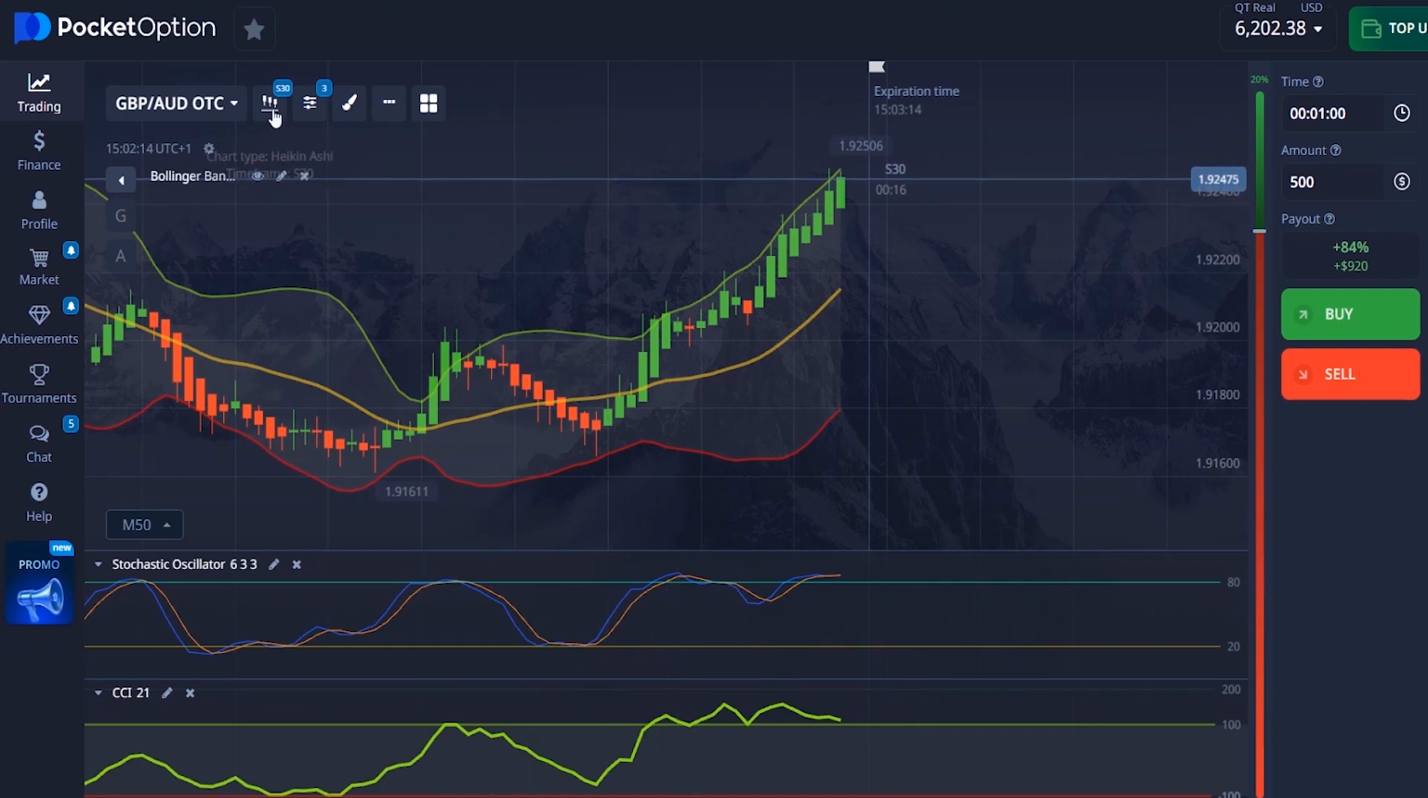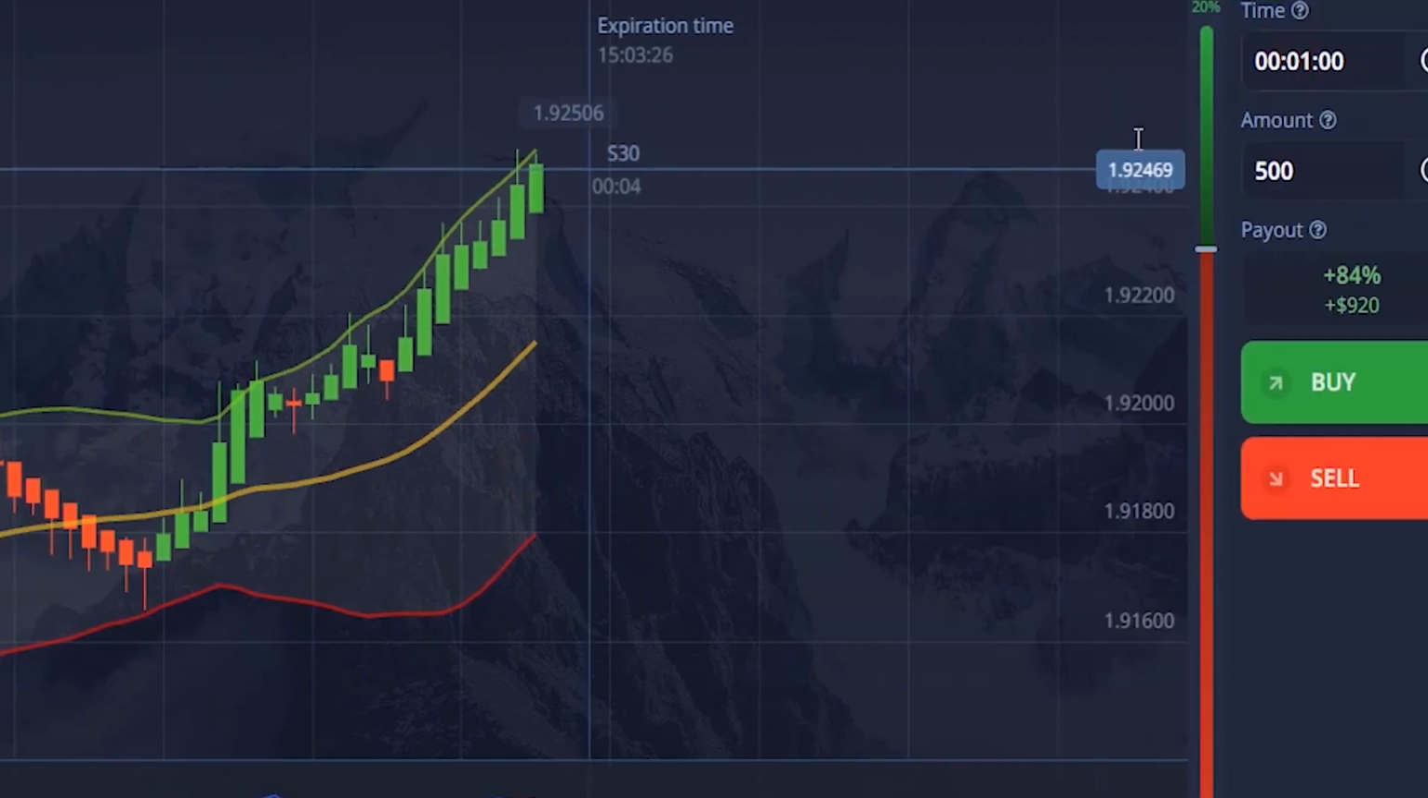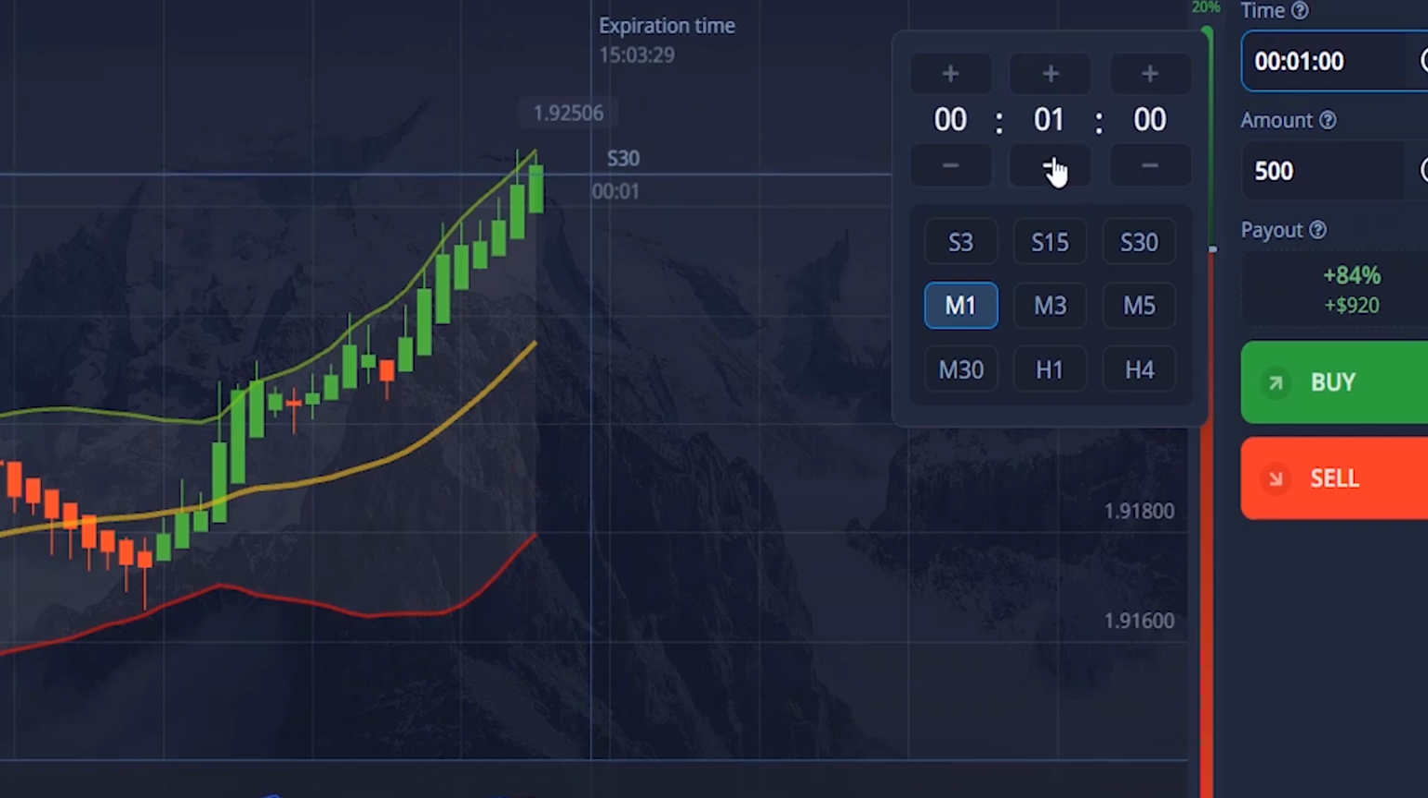So with this strategy, I'm going to be using the Heikin Ashi candlestick and I'll be setting my time frame to be on 30 seconds. Not only that, I'll be setting my expiration time to be on 1 minute.